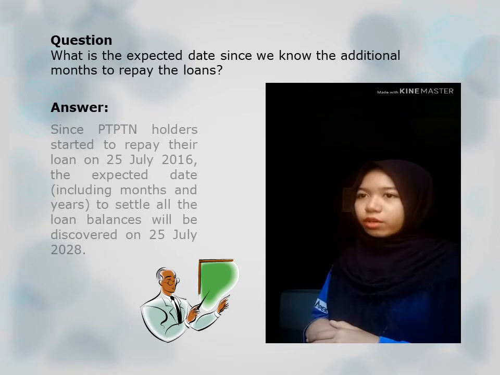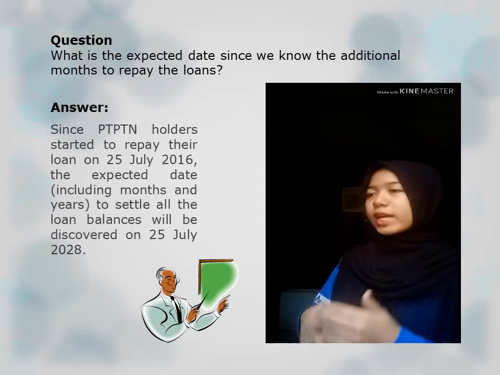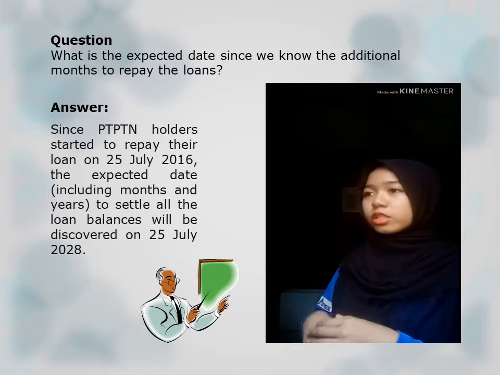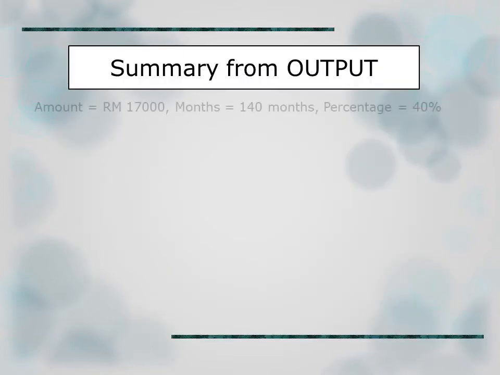Since PTPTN holders started to repay their loan on 25th July 2016, the expected date to settle all their loan balances will be 25th July 2028. This is the summary from the output with 17,000 ringgit, 140 months and 40%.